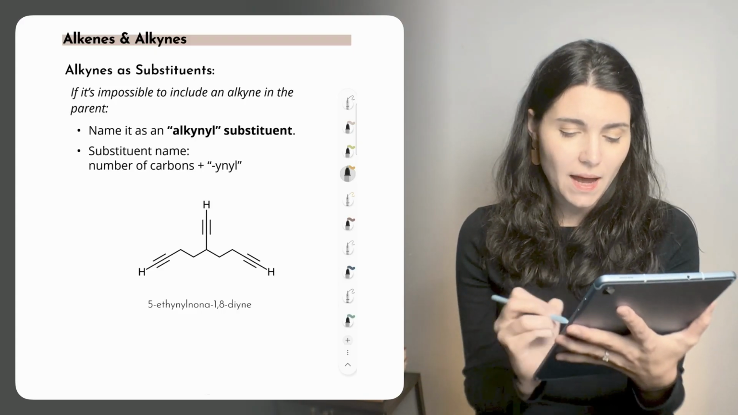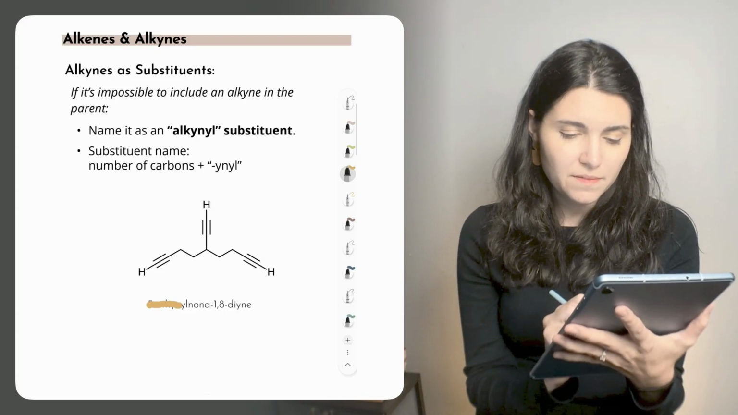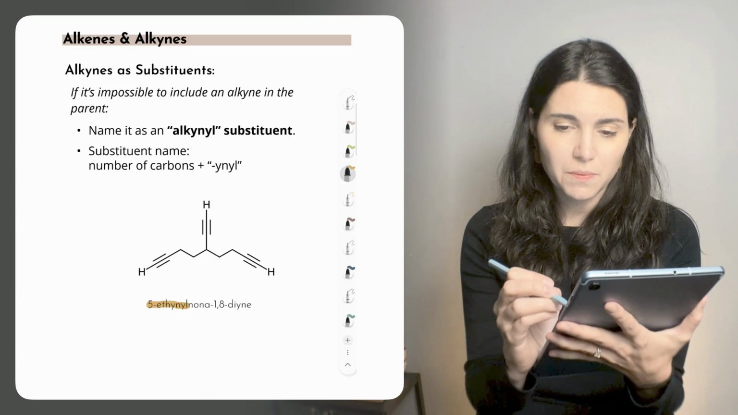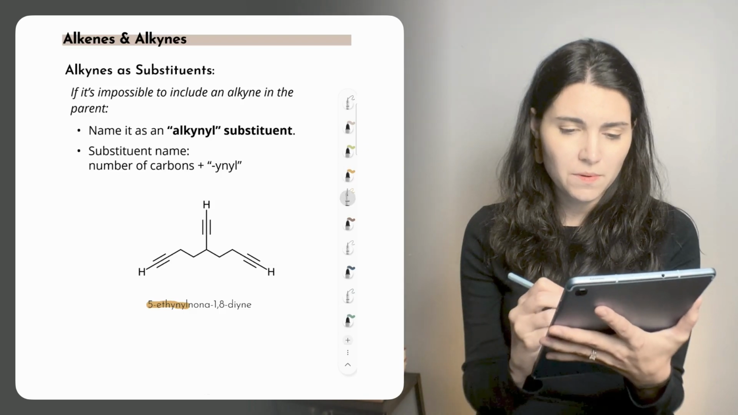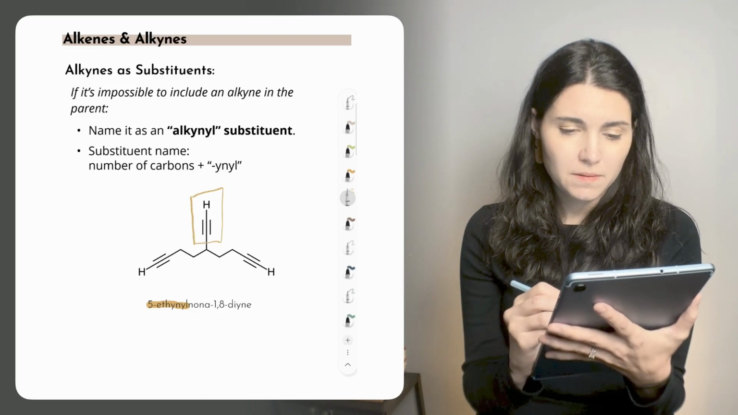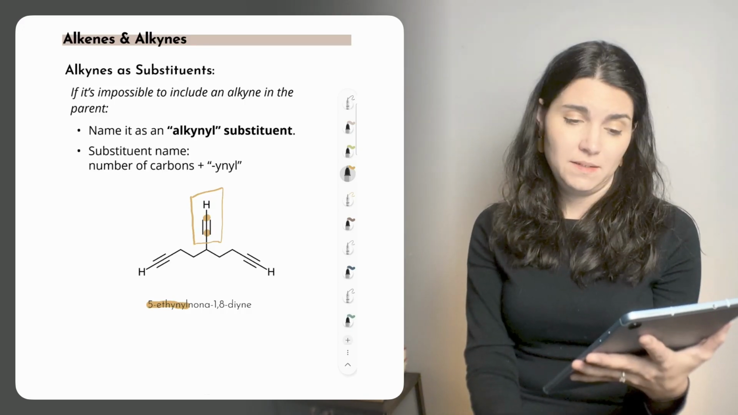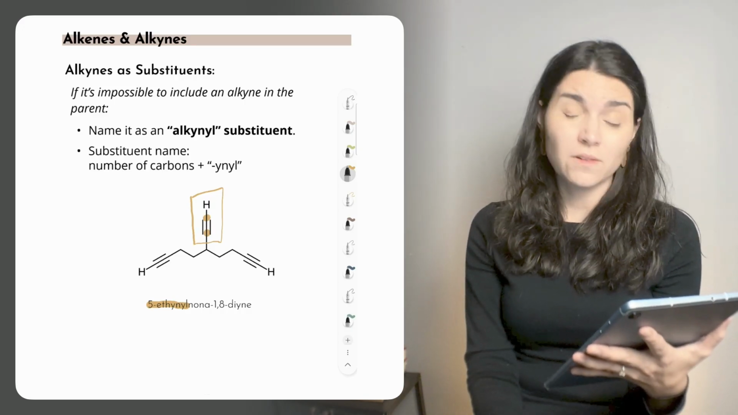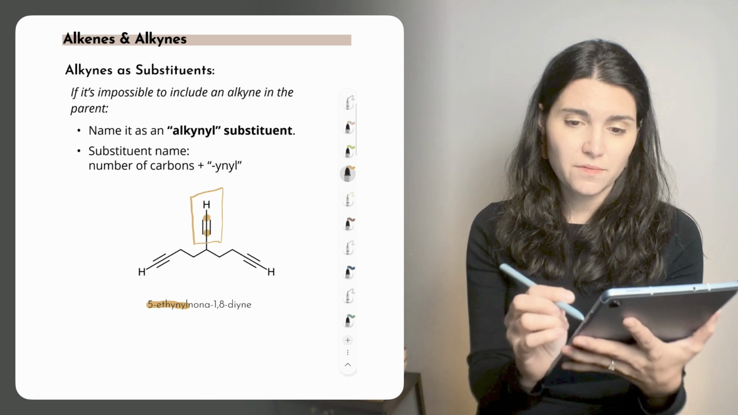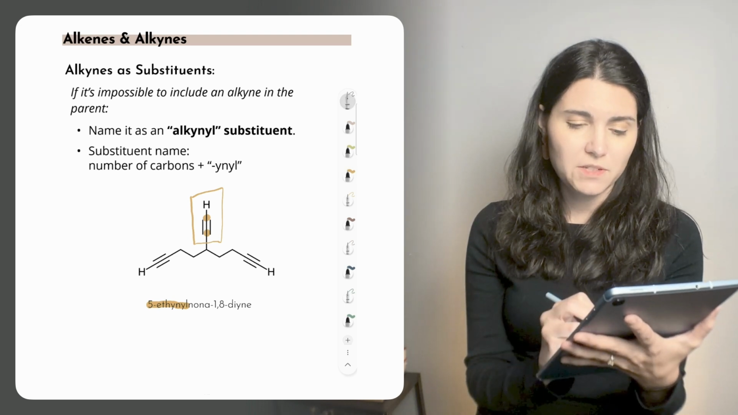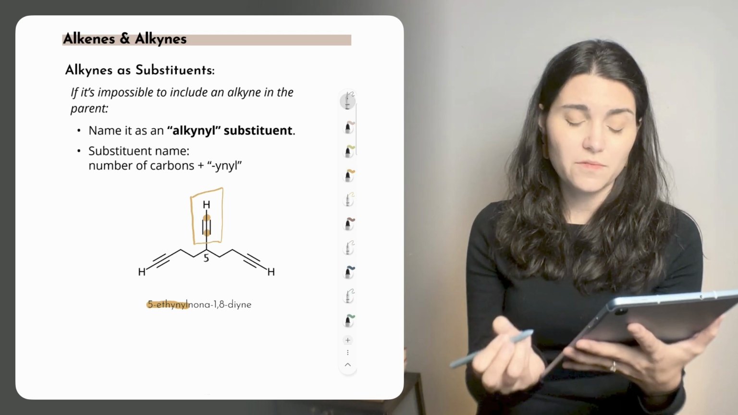So I'm just going to highlight the substituent 5-ethynyl, and I'm going to show you where it is on this molecule, also in orange. So that's a 2-carbon substituent, eth, and then -ynyl because it has a triple bond and it's the substituent. And the 5 comes from where it is on that main chain. It's on carbon 5.